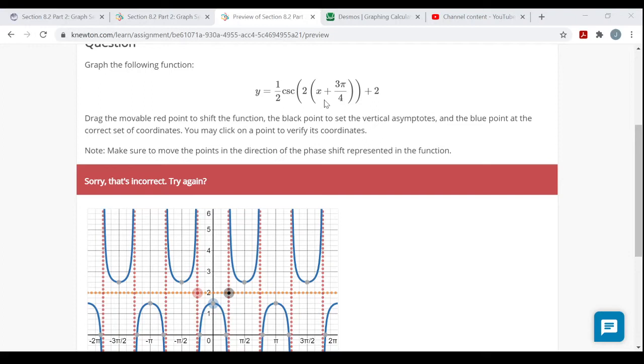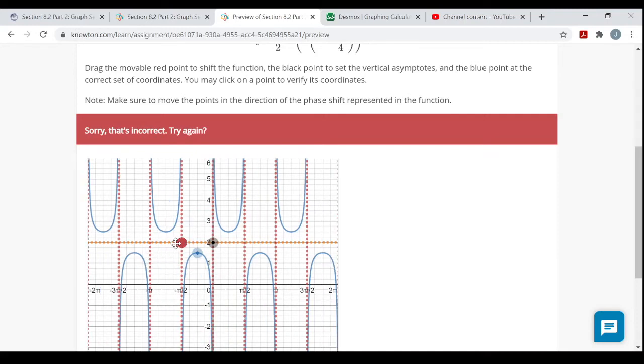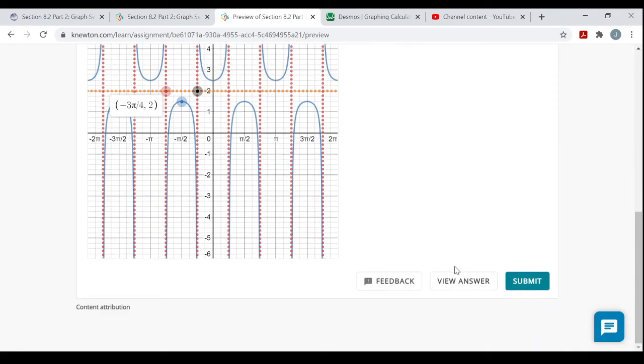So I should move this red point over, as it said, drag the movable red point to shift the function. The phase shift was 3 pi over 4 to the left. So instead of being at negative pi over 4, I should have this red dot at negative 3 pi over 4, comma 2, and then all these other points should be good. Let's see what happens.